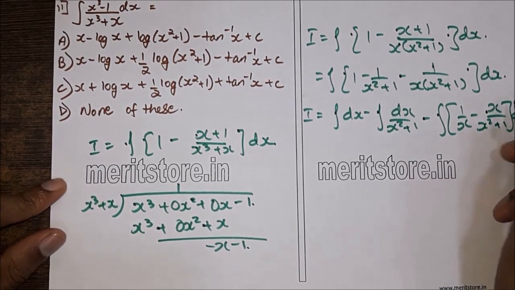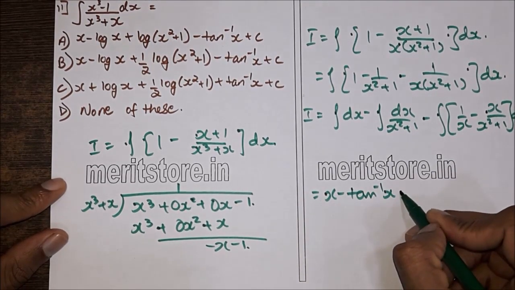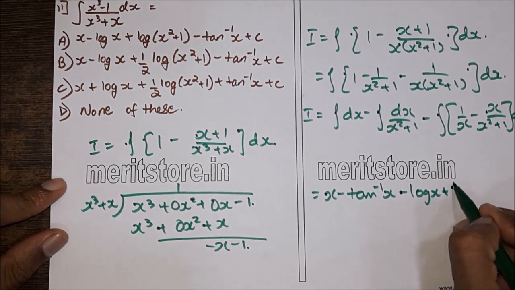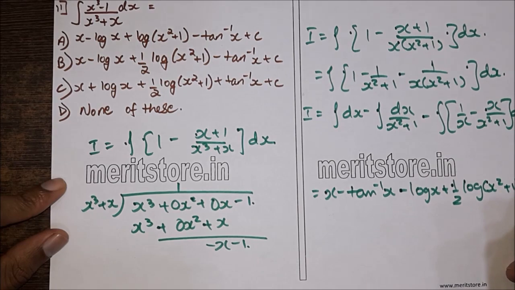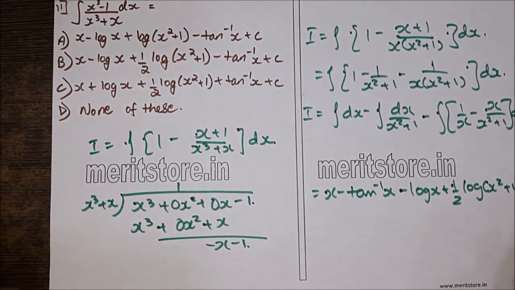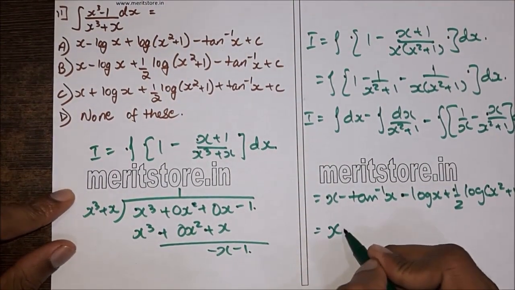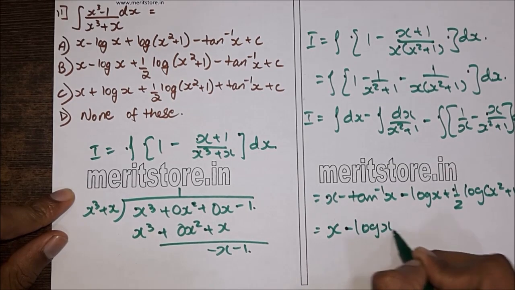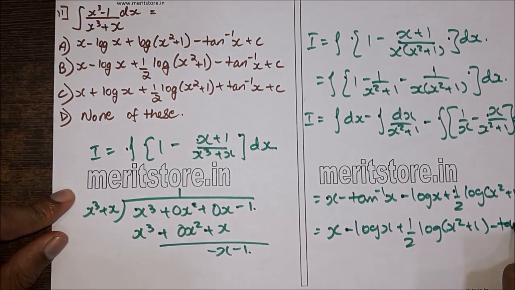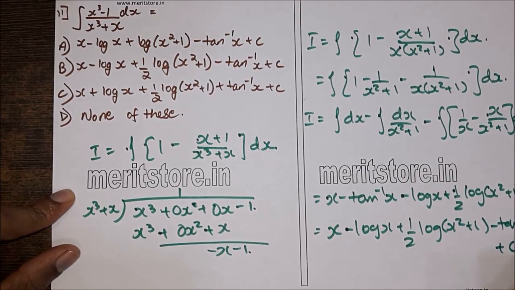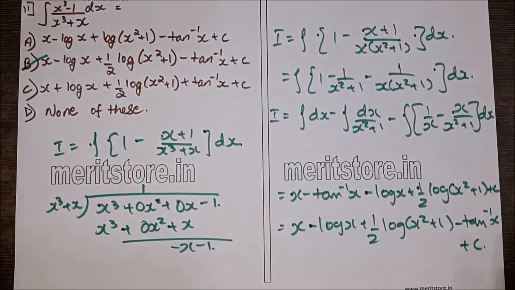For solving this, we get x minus tan inverse x minus log x plus half of log x square plus 1 plus c. We further write this as x minus log x plus half of log x square plus 1 minus tan inverse x plus c, which we see matches option B. Therefore, option B is the correct answer.